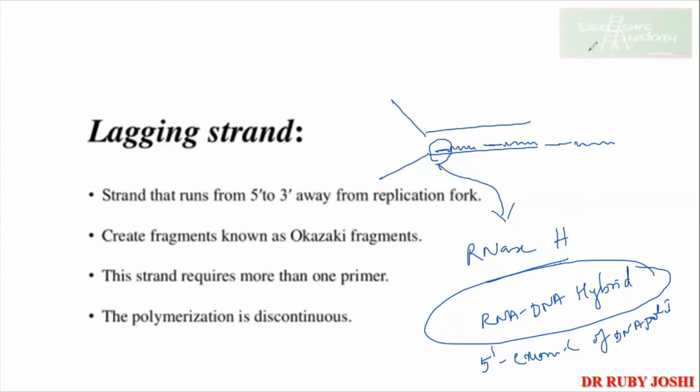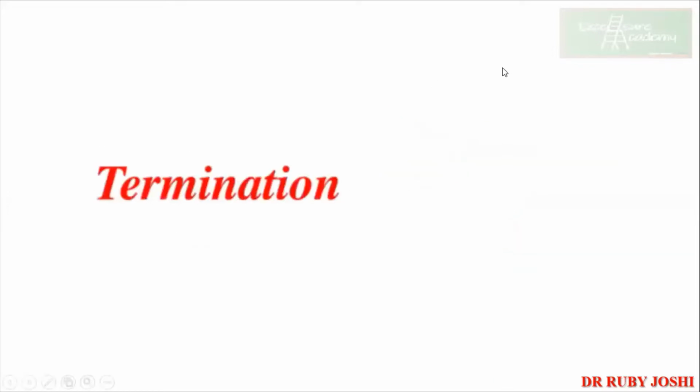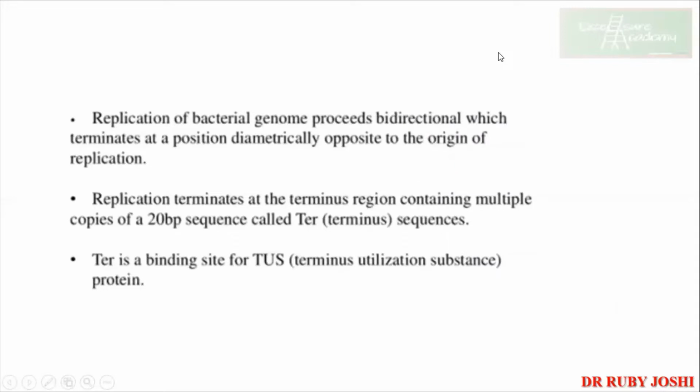Okay? Pol 3 has got 3' exonuclease activity, which we have discussed when we were talking about how the incoming nucleotide sits in the binding pocket and if any error or mismatch happens, that is the proofreading activity of the DNA polymerase. So DNA polymerase 3 has got 3' exonuclease activity. 5' exonuclease activity is present in DNA pol 1. Okay, I hope it is clear now. There is no doubt. Now the last step is about the termination of replication. So we know that replication of bacterial genome is bidirectional and terminates at a position diametrically opposite to the origin of replication.